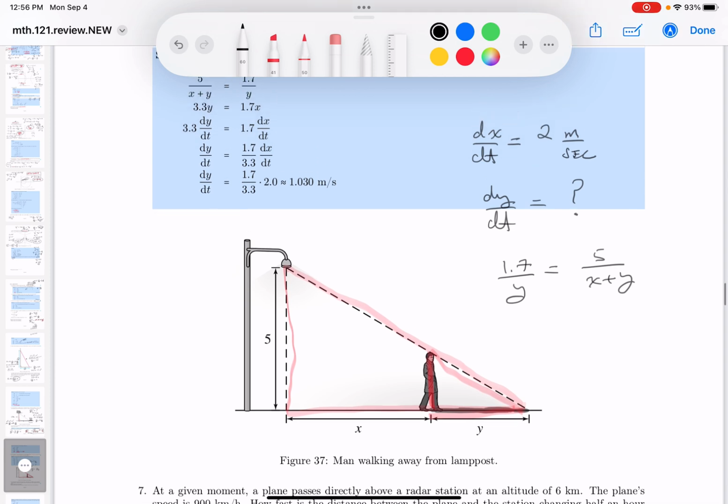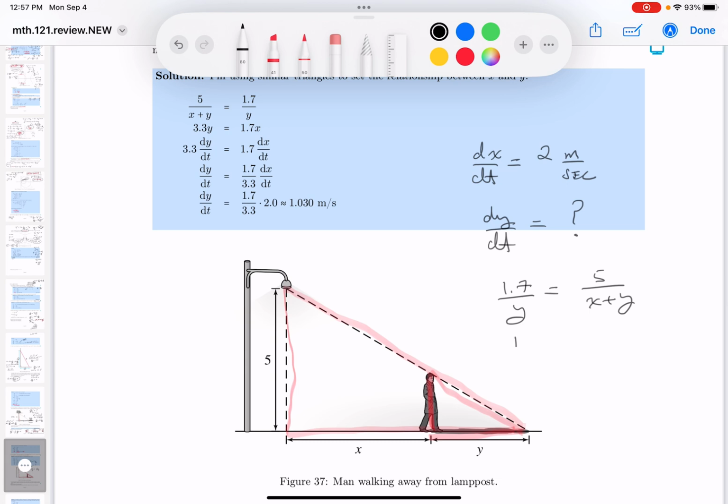So what I want to do is simplify that a little bit. So you get 1.7x plus 1.7y equals 5y, multiplying both sides by the LCD, by the way. And then I'm going to say 1.7x equals, taking 1.7 from 5, you get 3.3y. All right? What I'm going to do now, differentiate both sides. What do you get? 1.7 dx/dt equals 3.3 dy/dt.